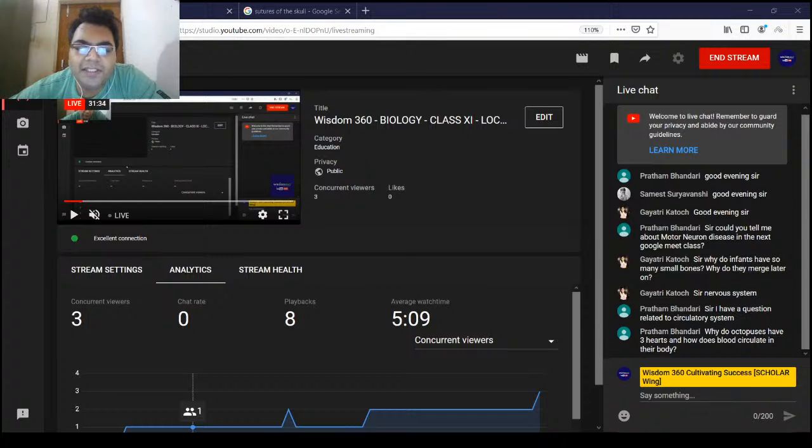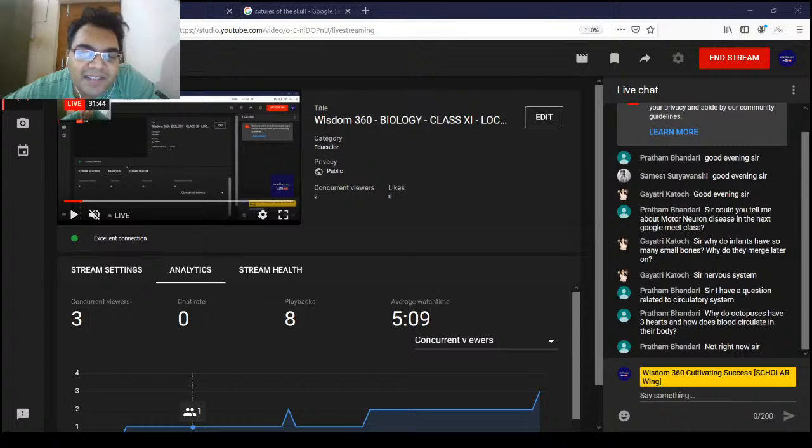The synovial joints that we talk about, I'll show you an image here. Gayatri, I hope you are able to see. This time I am zooming in the image.